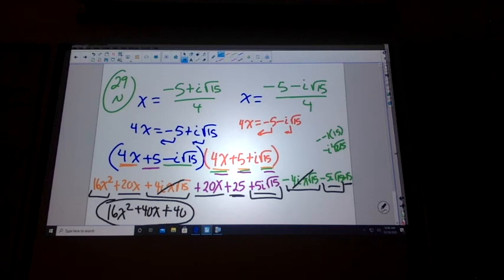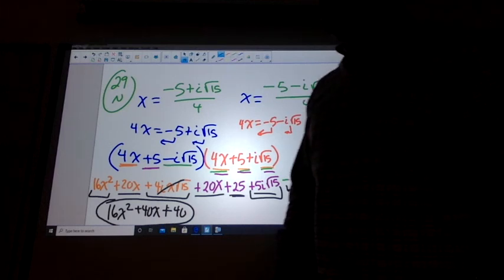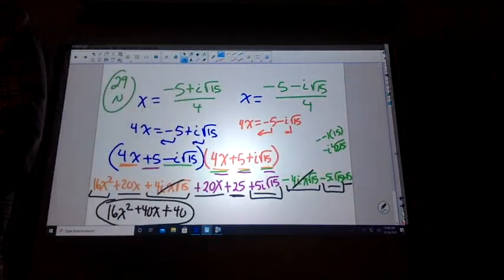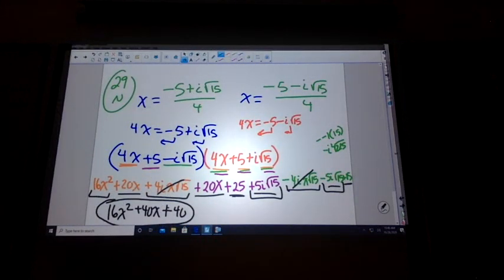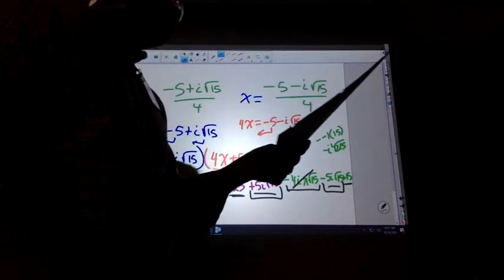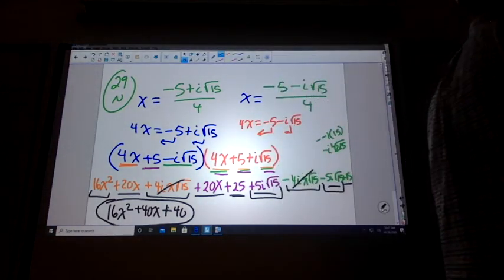Yes? Can we do number 7 on P, please? 7P. You got it. Is this the one if a toy rocket is launched? Is that the one? Okay.